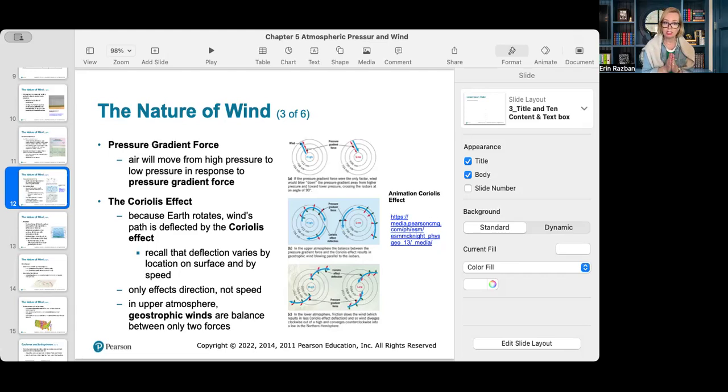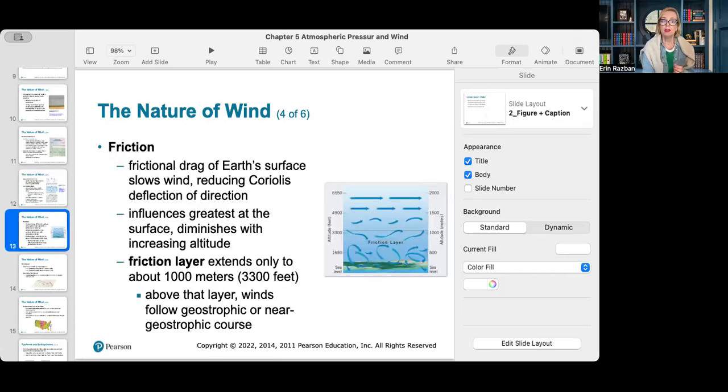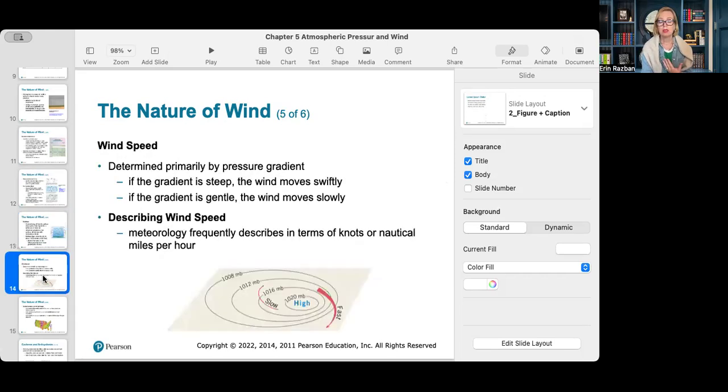When these two forces balance perfectly, we get what's called geostrophic wind, flowing parallel to isobars. The third force is friction from Earth's surface, which slows wind and reduces the Coriolis effect's influence. Wind speed primarily depends on the pressure gradient's steepness.